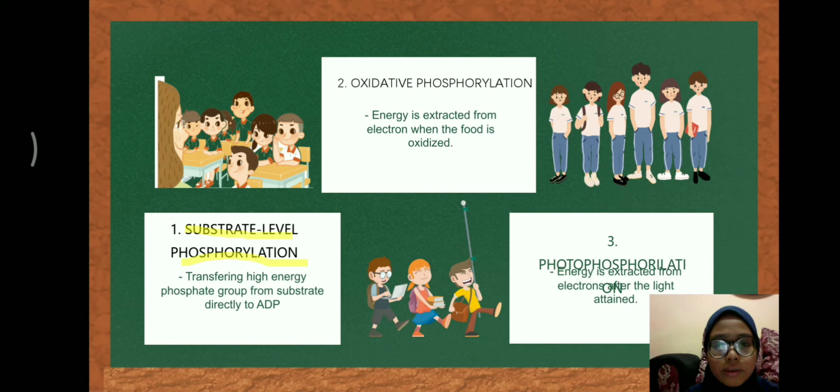The next is oxidative phosphorylation. Oxidative phosphorylation is where energy is extracted from electrons when the food is oxidized. In short, oxidative phosphorylation gains energy from food. The third one is photophosphorylation. In general, photo means light, so energy is extracted from electrons after the light is attained. After the light is attained by the cell, the energy is extracted from the light.